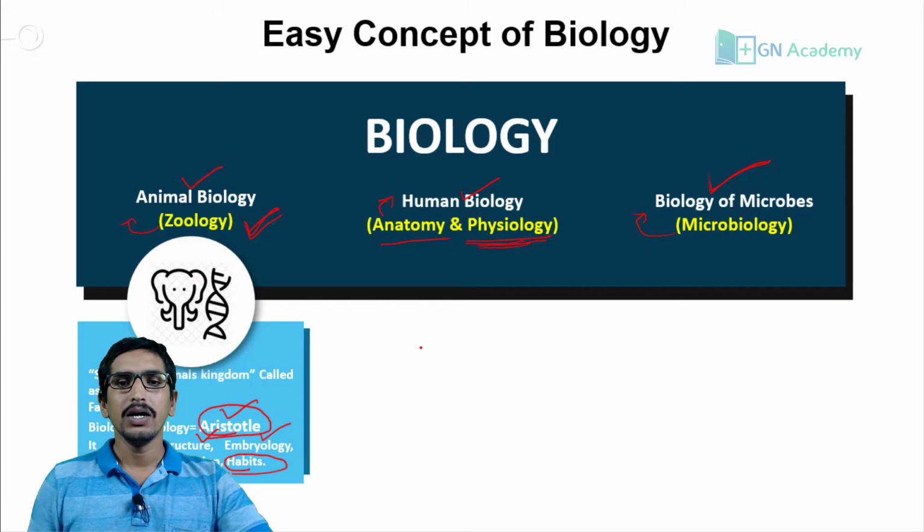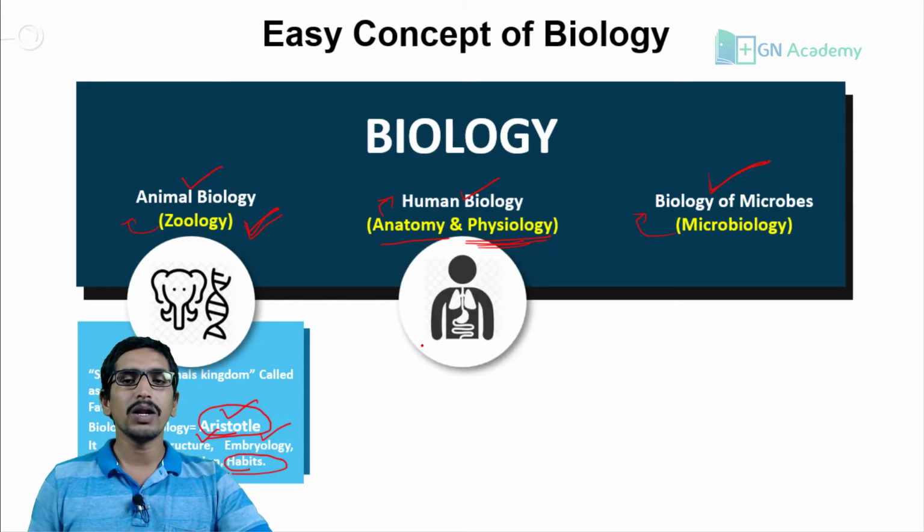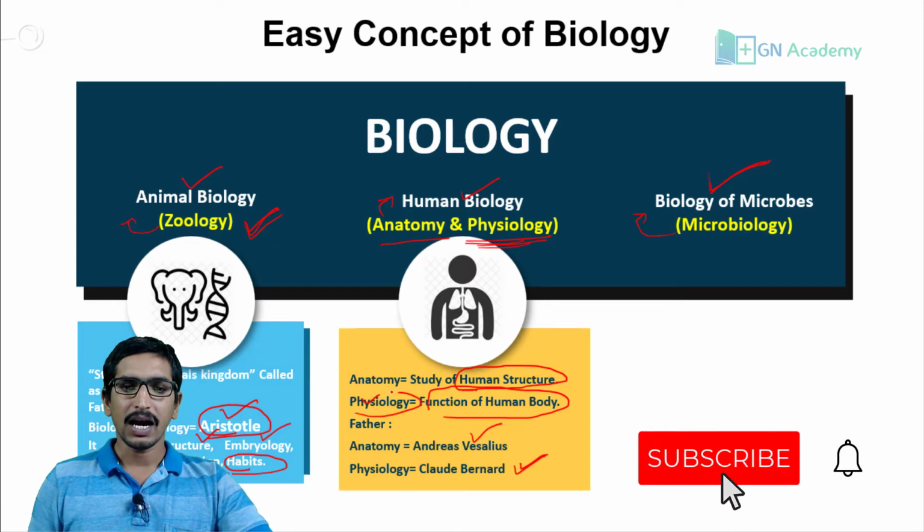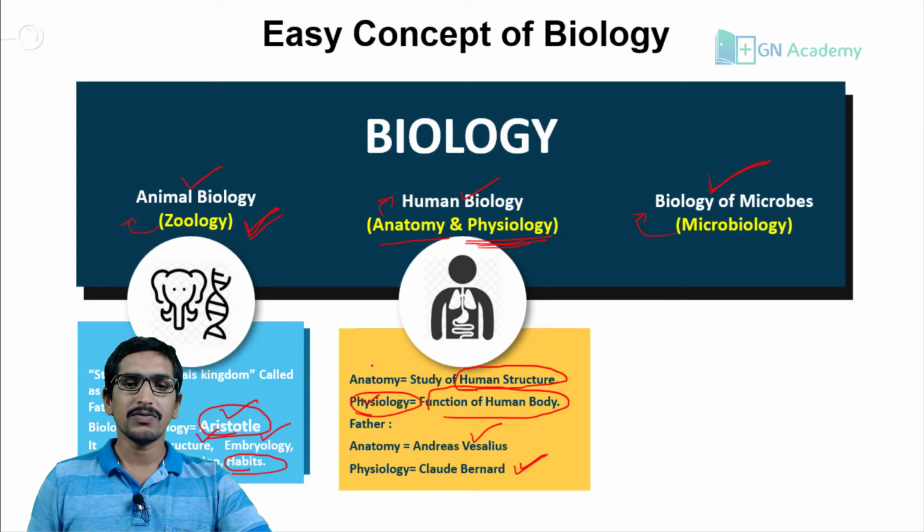And coming to human biology, we call it anatomy and physiology. Anatomy stands for the study of human structure, and the functioning of the human body should be discussed in physiology. The anatomy subject was discovered by Andreas Vesalius and the physiology subject was discovered by Claude Bernard. So Claude Bernard is the father of physiology and Andreas Vesalius is the father of anatomy. These two are very important.